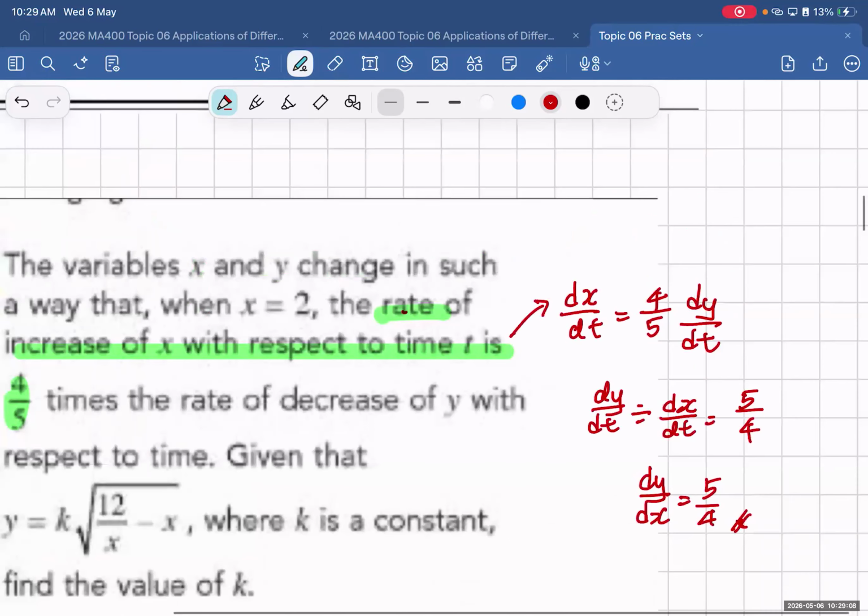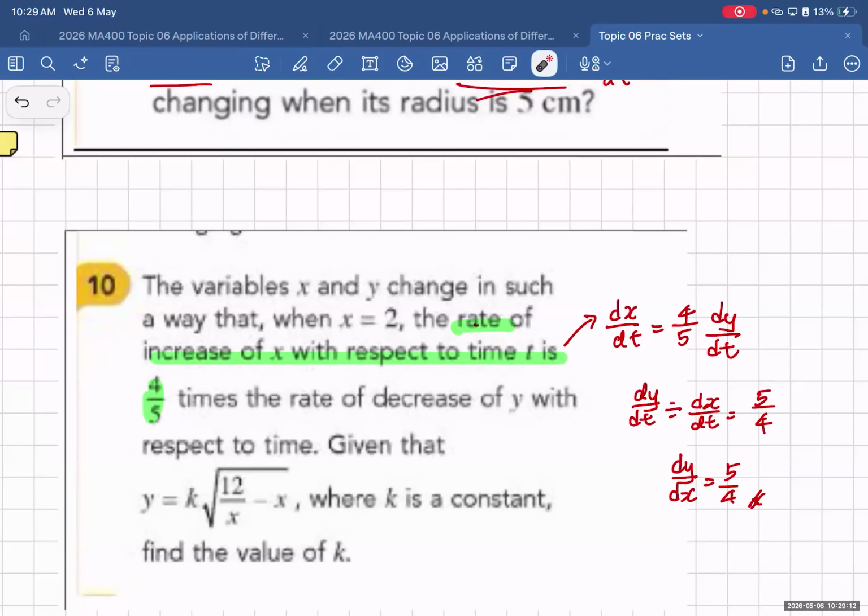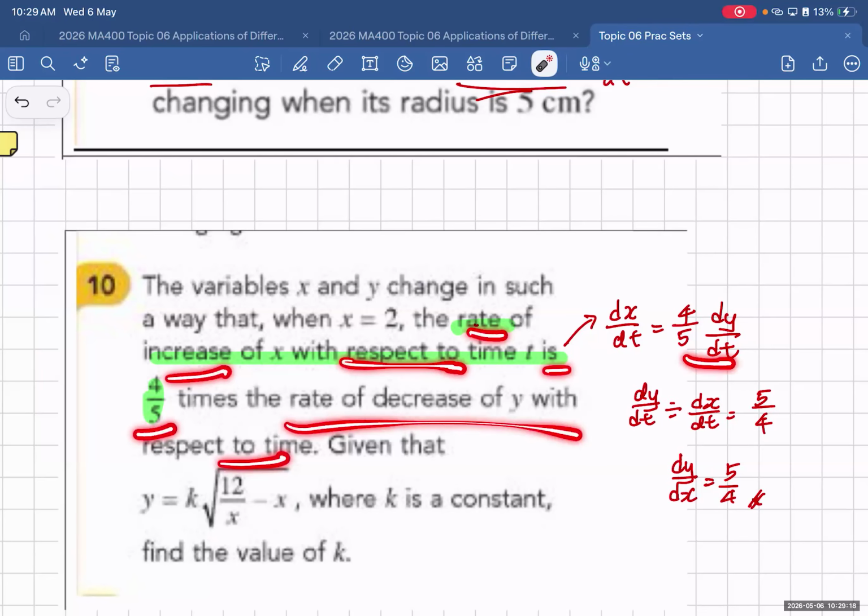Because the rate of increase of x, this is dx/dt, right? This is dx/dt, with respect to time, is 4 over 5 the rate of decrease of y. Okay? Yeah.